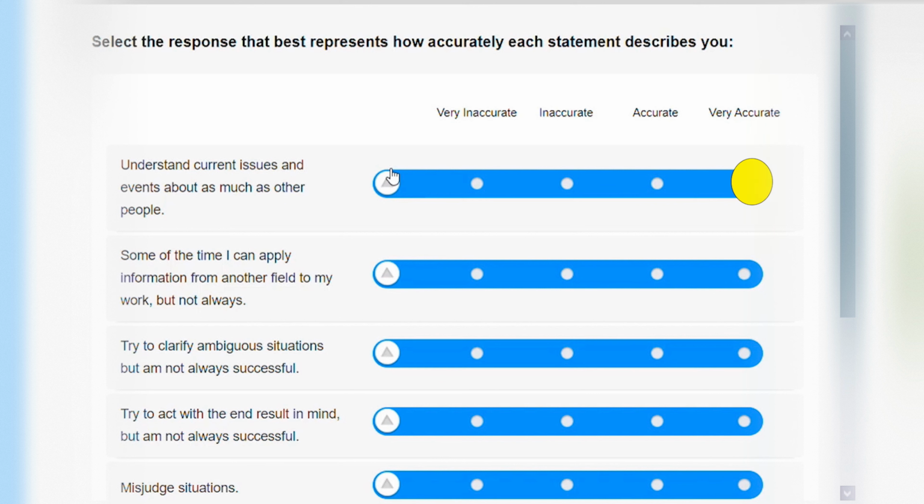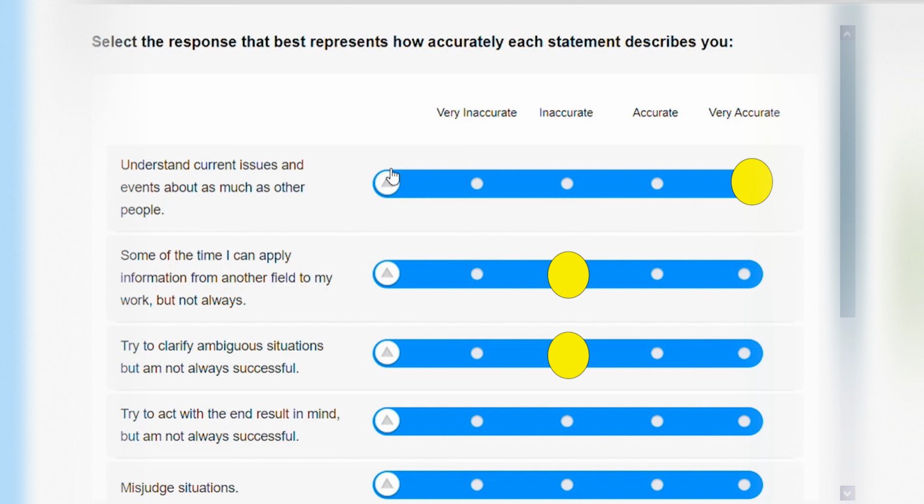Accurate or very accurate. Some of the time I can apply information from another field to my work, but not always. This is a tricky one. I would say inaccurate because you should be able to apply learning from other fields all the time, but don't pick an extreme. Try to clarify ambiguous situations, but am not always successful. Inaccurate. Avoid the extreme because it's kind of a negative statement, so don't want to go too negative here. So inaccurate because it's using the word try.